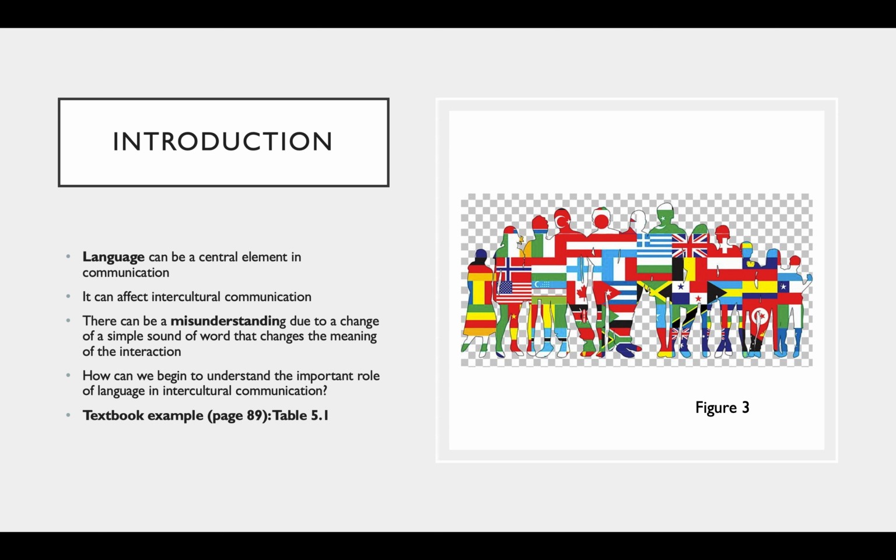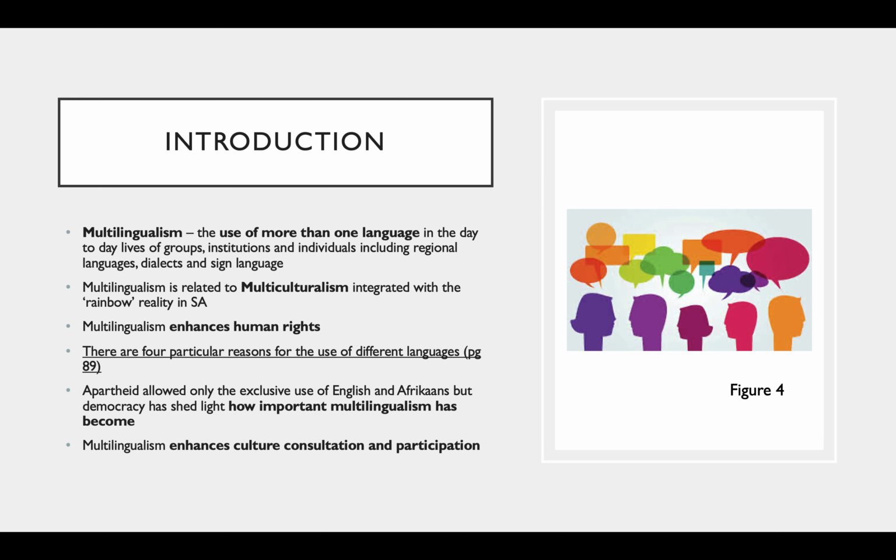So in this part of our work, we firstly discuss how we can begin to understand the important role of language in our intercultural communication. Why is language so important when it comes to our context? We go into multilingualism, which means the use of more than one language in the day-to-day lives of groups, institutions, and individuals, and includes regional languages, dialects, and even sign language. So this just makes use of more than one language.